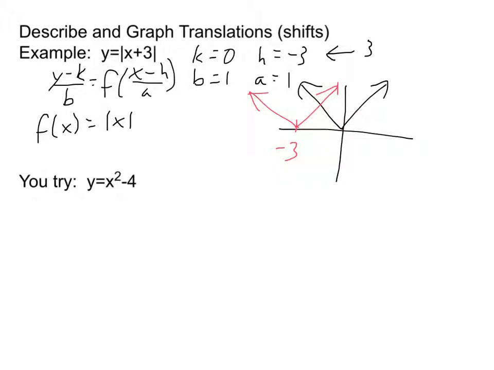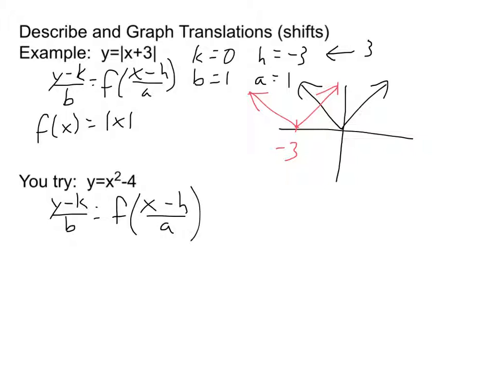So it's going to be the v, it's just going to be over to the left 3. Okay, so hopefully if you made a table, you would see those numbers work out that same way too. Okay, for the second one, y equals x squared minus 4. Again, if we broke it down to, okay, what does it look like in terms of y minus k over b equals the parent function of x minus h over a.